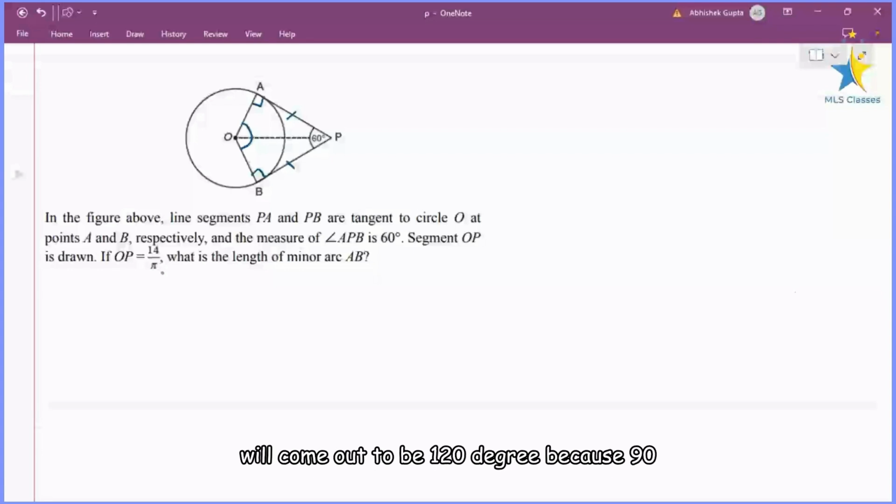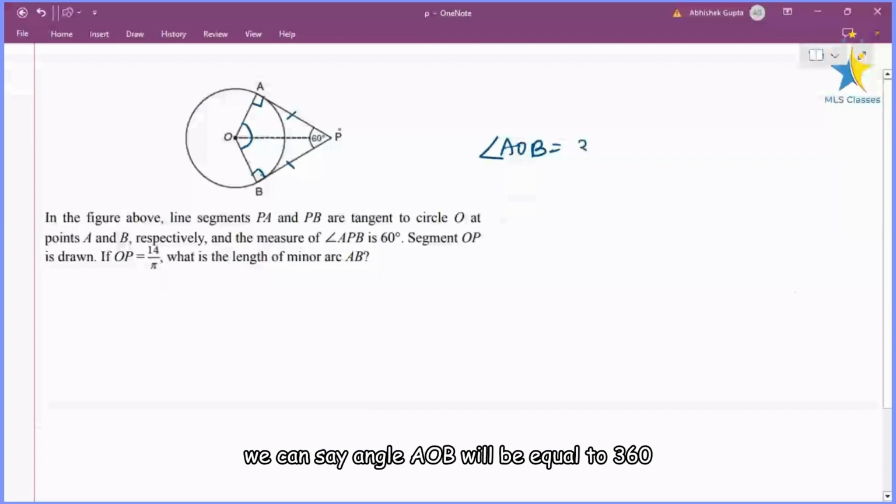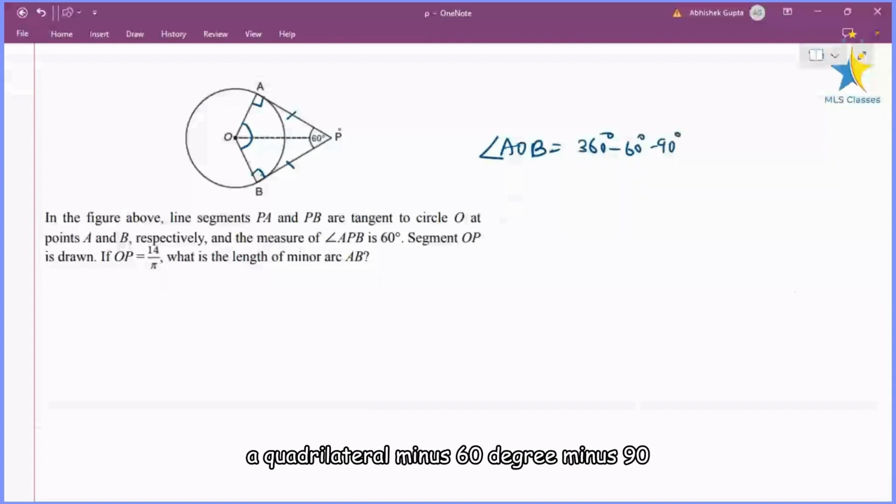So that will come out to be 120 degrees, because 90 plus 60, 150 plus 60, that is 210. Sorry, 150 plus 90, that is 240. That means we can say angle AOB will be equal to 360 degrees, that is the sum of all angles of a quadrilateral, minus 60 degrees, minus 90 degrees, minus 90 degrees, which will come out to be 120 degrees.